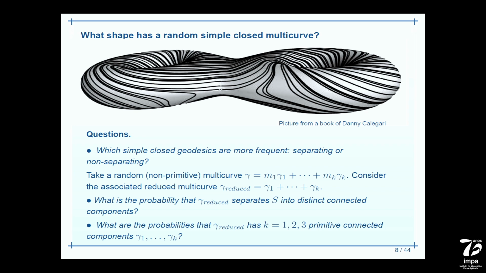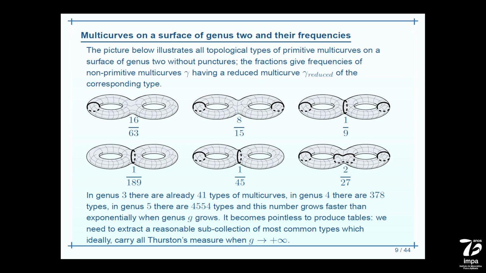Or you can ask, you take a random primitive multi-curve like this of length at most a milliard, and you compare frequencies with which certain events happen. For example, you can ask how often the associated reduced multi-curve separates the surface, or how often it has 1, 2, 3 primitive components, and all these kinds of questions. So here is the answer. What was hidden in my statement of the theorem of Mirzakhani is that you can compute these frequencies. They're really efficiently computable for low genera.